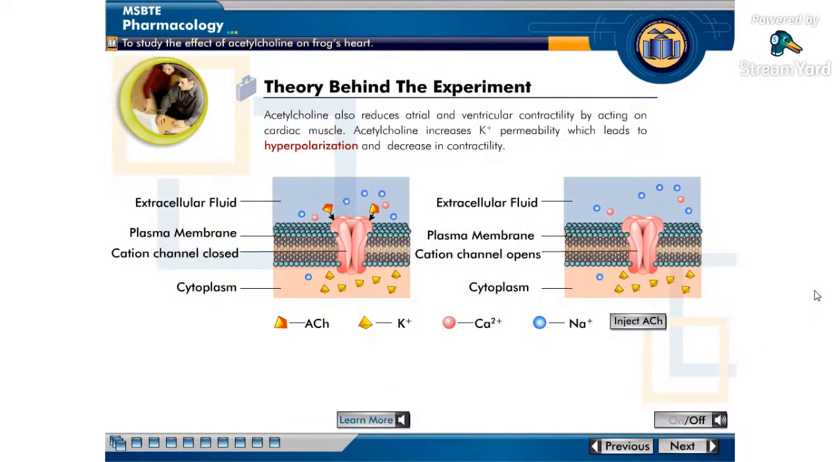Acetylcholine also reduces atrial and ventricular contractility by acting on cardiac muscle. Acetylcholine increases potassium permeability, which leads to hyperpolarization and decrease in contractility.